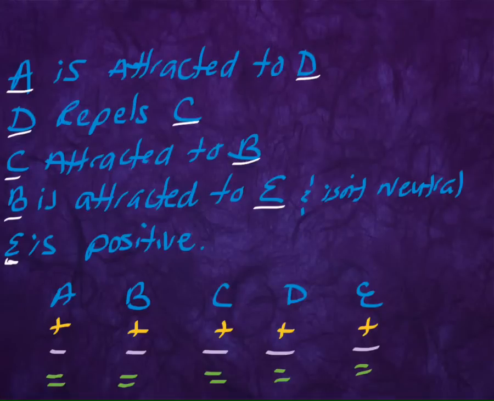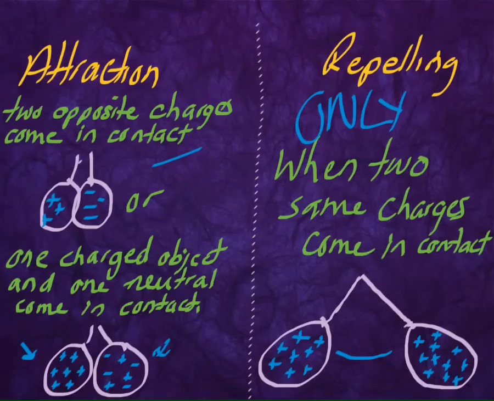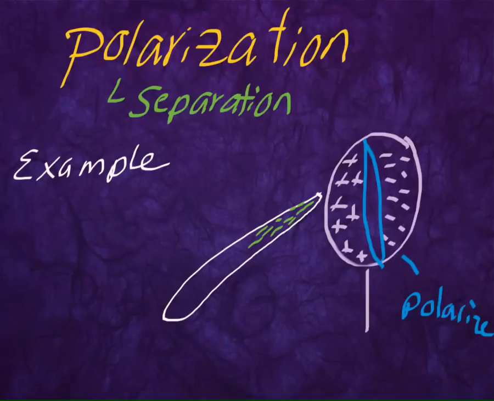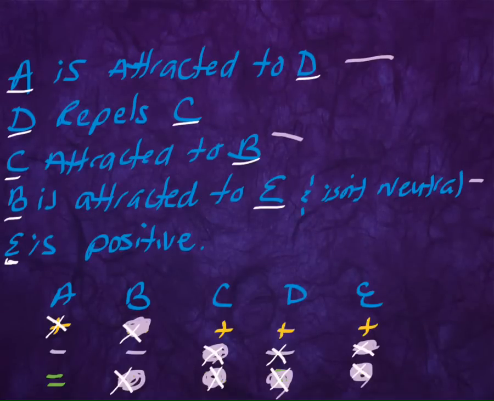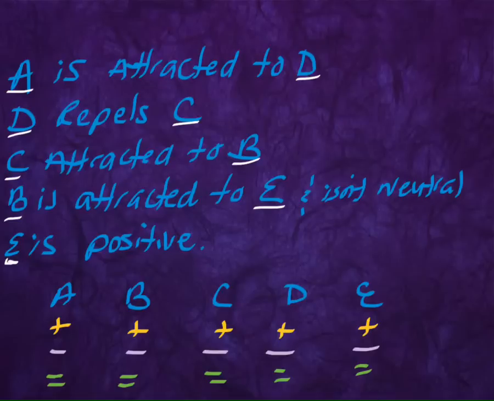Well, let's just quickly review. Okay. What does an attraction look like? An attraction can actually be two different situations. It could happen if you have an opposite charge coming in contact or a neutral coming in contact with a charged particle. So if we go back and look at A, you will notice that I don't know what it could be because they could be one of these three for each one. So that doesn't give you enough information. So we're going to just move on.